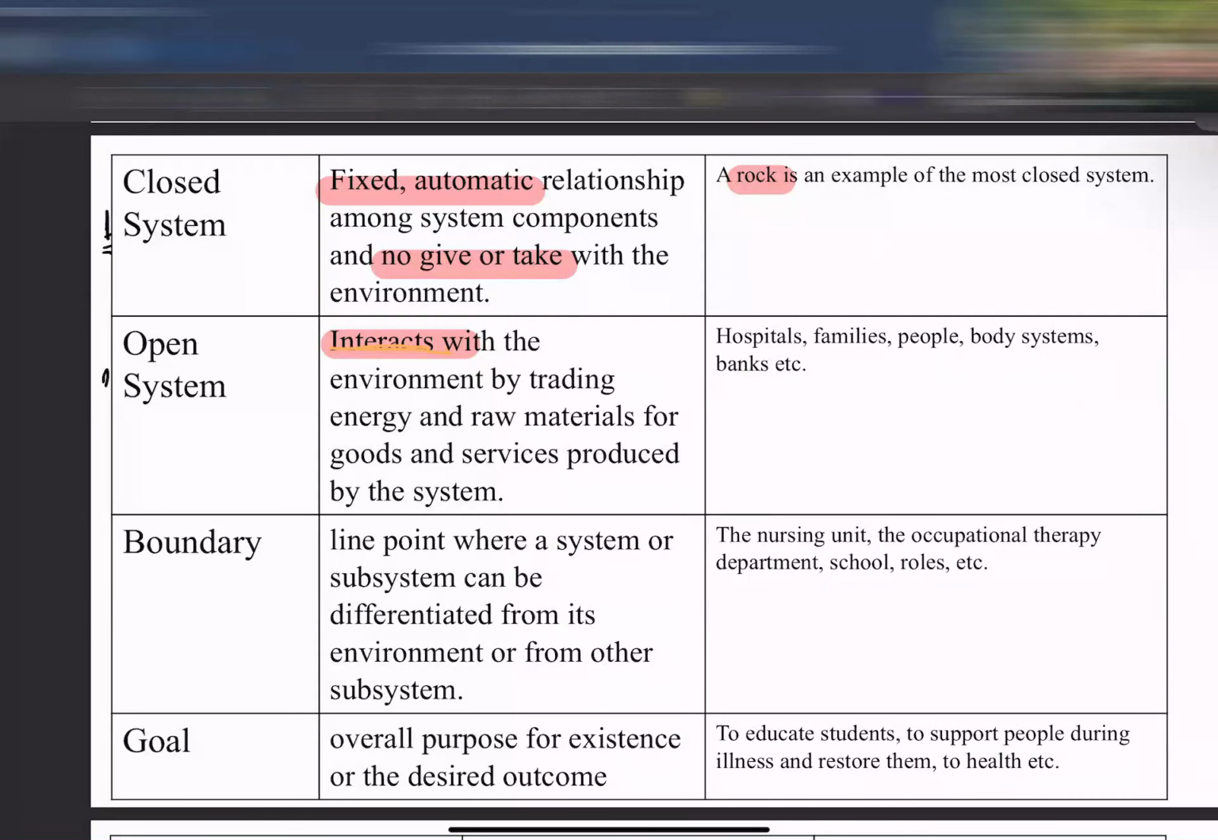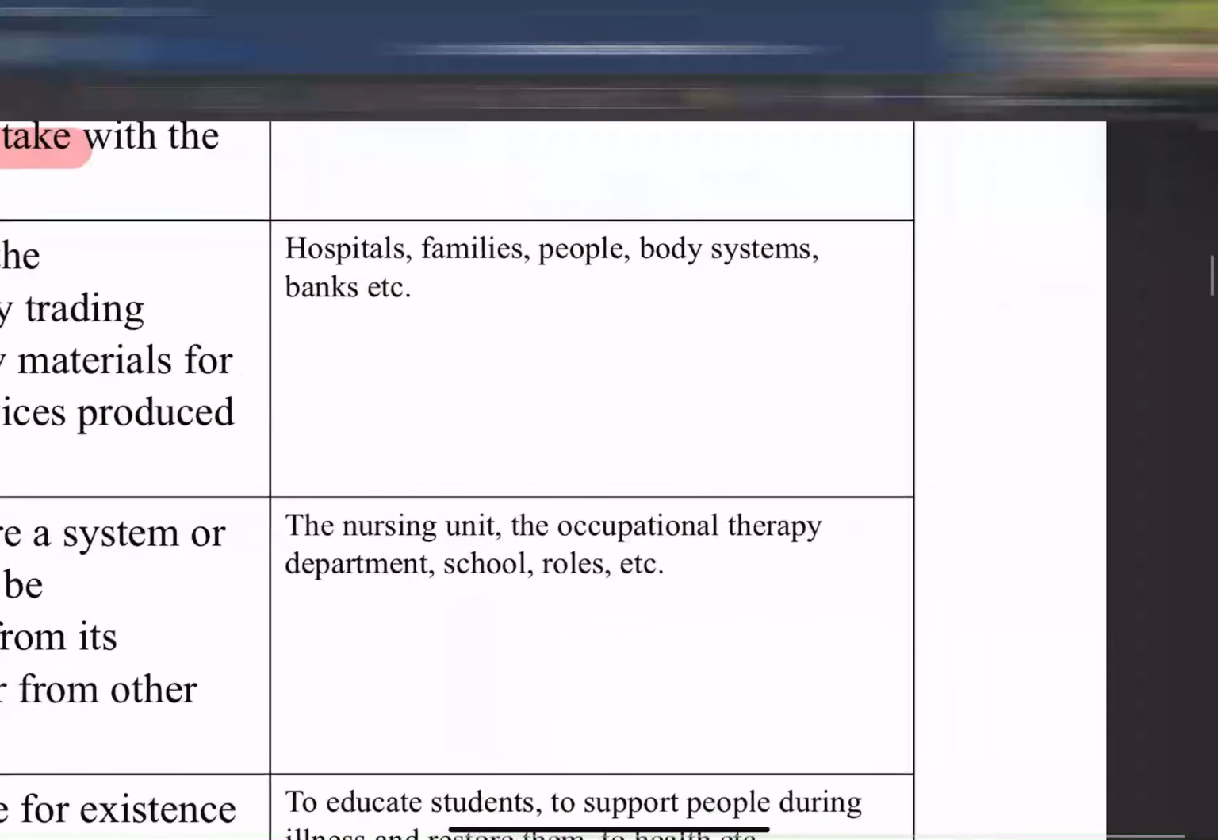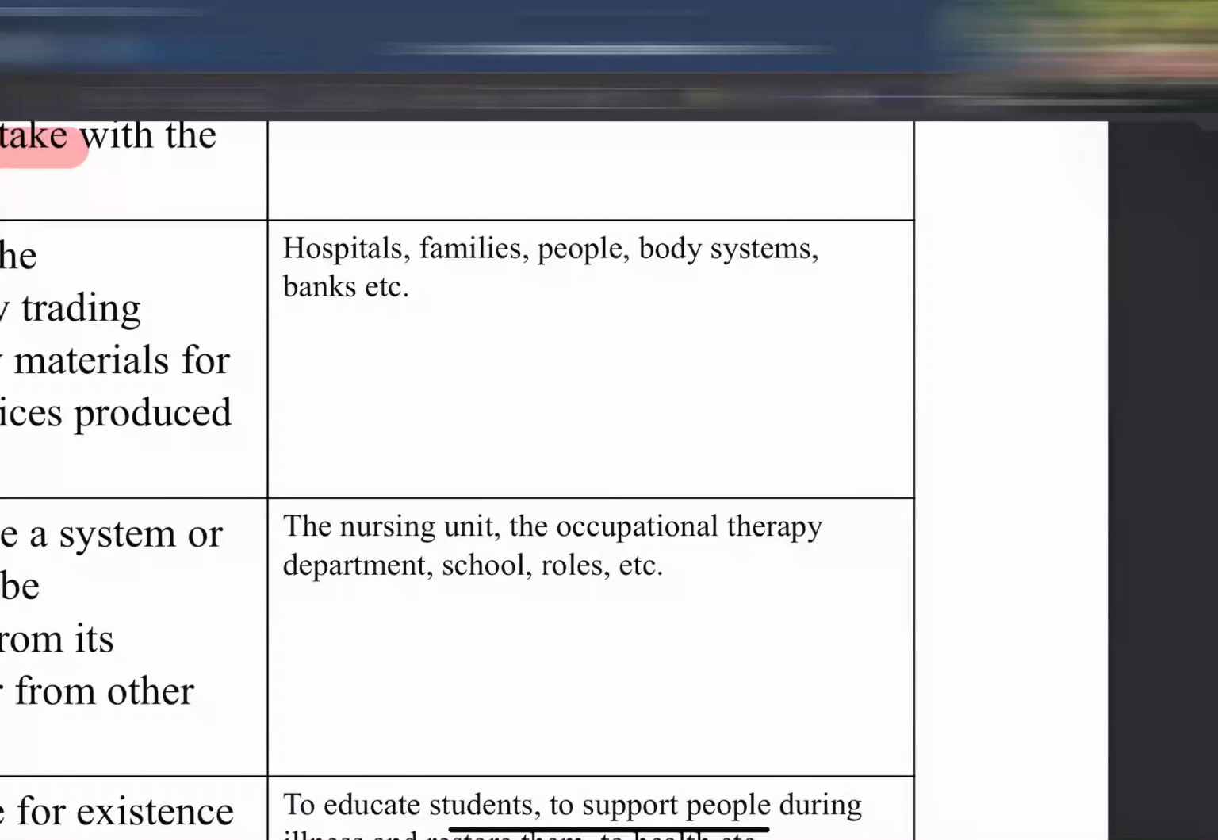Anybody? Open system, sir. Okay. So class, the tendency is that you are dealing with an open system. Class, never have you seen in nursing practice that there will be a closed system. Never will you see a closed system, because you will always be dealing with an open system.